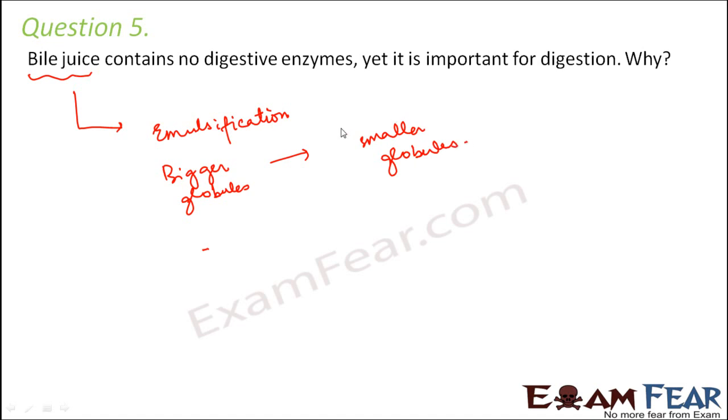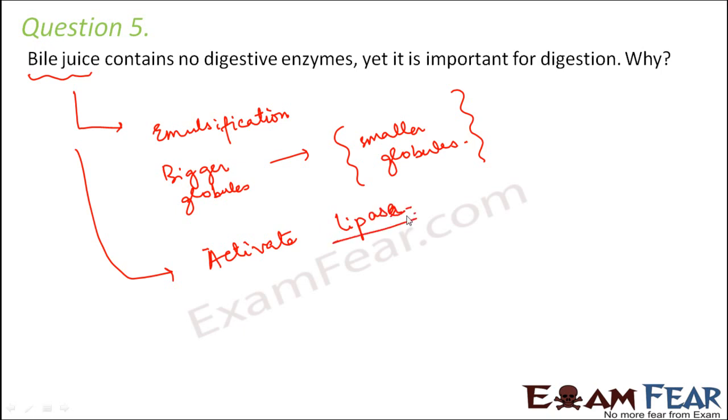Now the smaller globules will be there, so it will be easier for the fat digesting enzyme to digest these fat molecules. And also it helps to activate the enzyme lipase, and lipase is responsible for digestion of fats. So these are the two advantages. Another advantage which we can also count is that it makes the medium alkaline. Bile juice makes it alkaline.